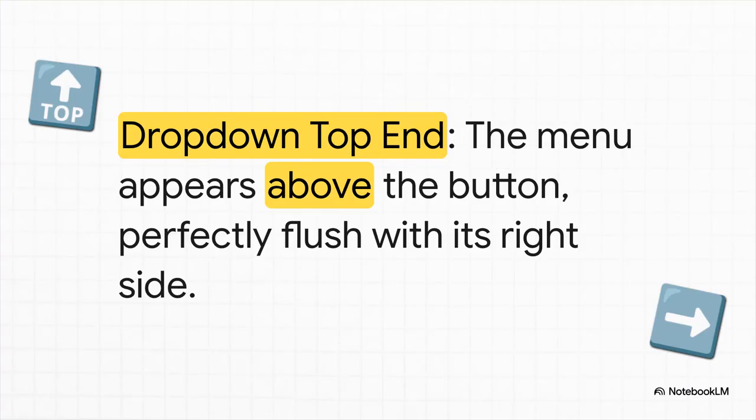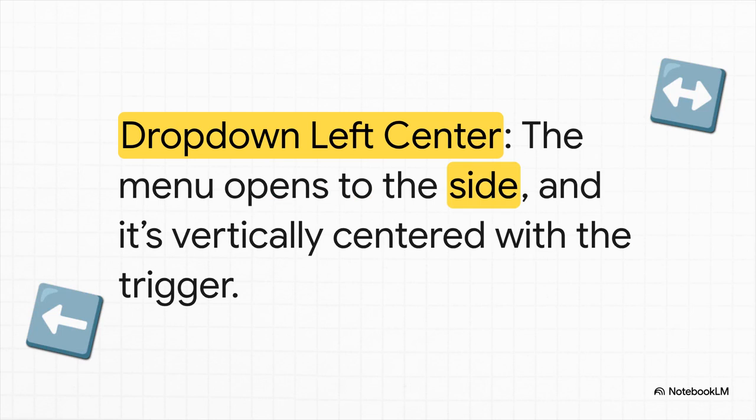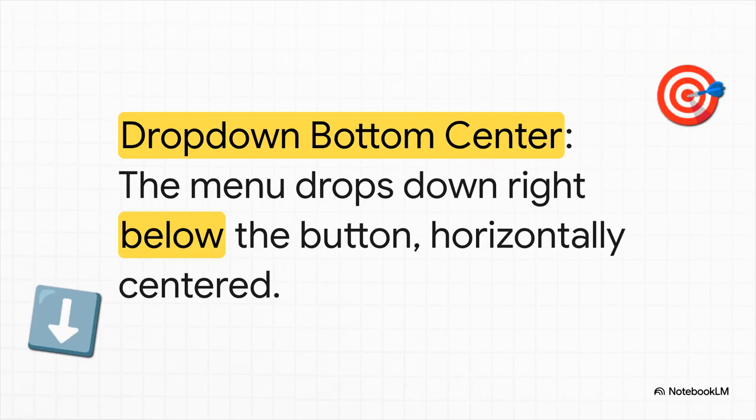Boom. Here's top direction with an end placement. See how the menu pops up above the button and lines up perfectly with its right edge? Super clean. Now check this out. Left direction, center placement. The menu opens up to the side and it's perfectly centered vertically with the button. This is awesome for things like sidebars or more complex layouts. And finally, a true classic, bottom and center. The menu just drops right down below, perfectly centered. This is probably the one you see most often, and for good reason.